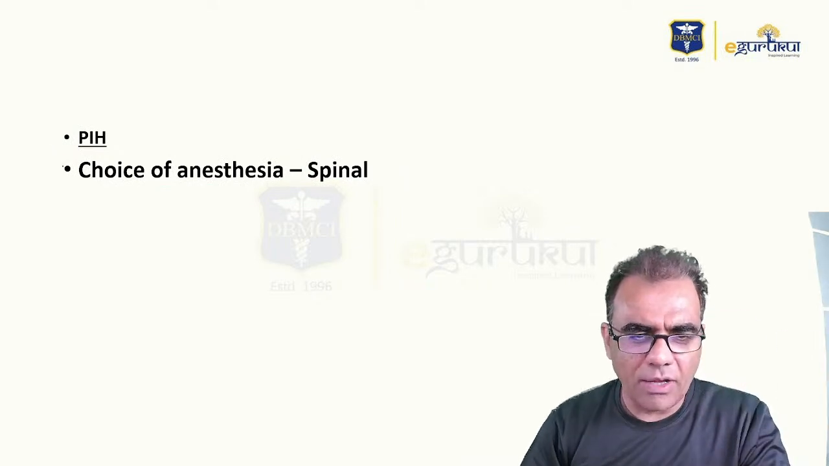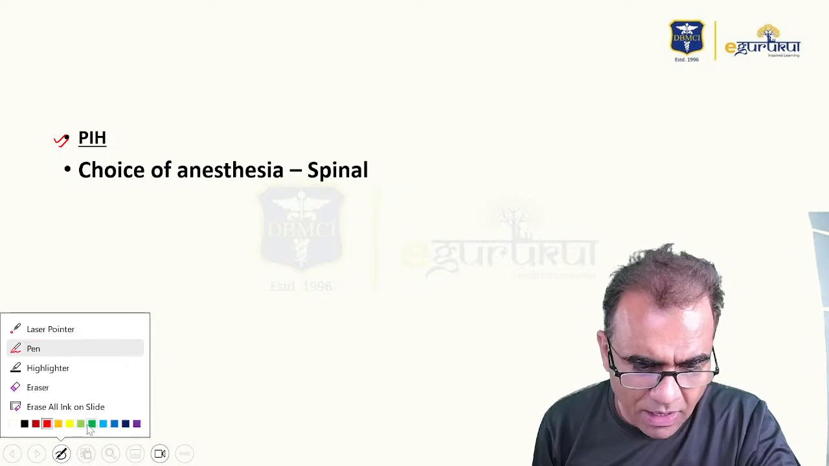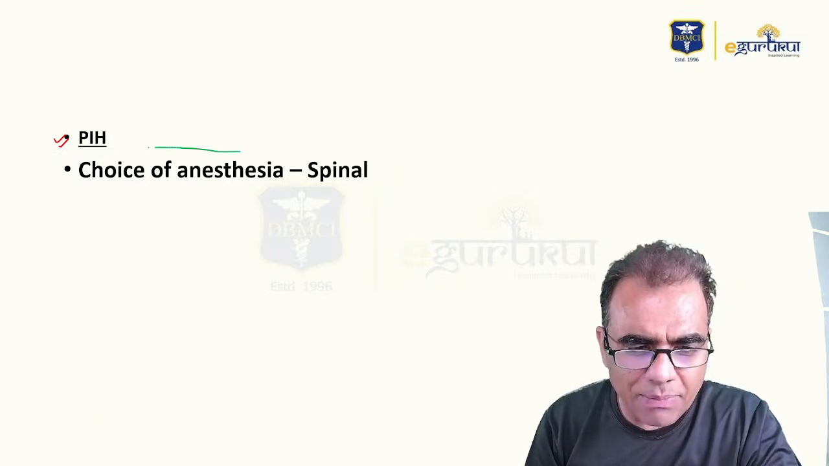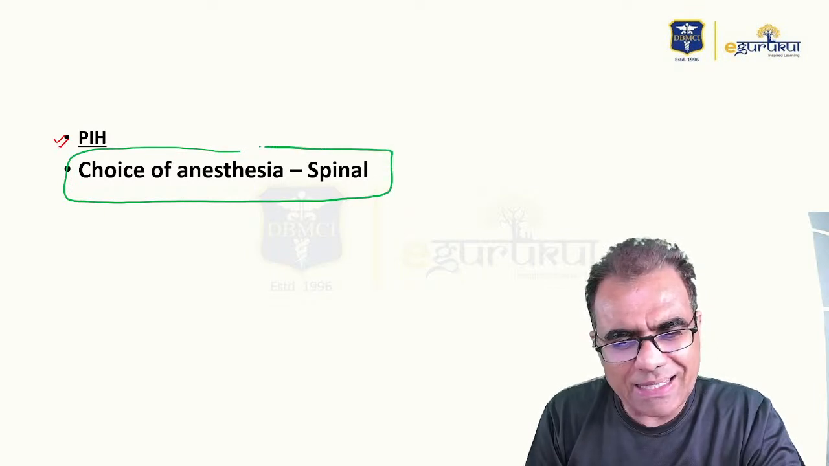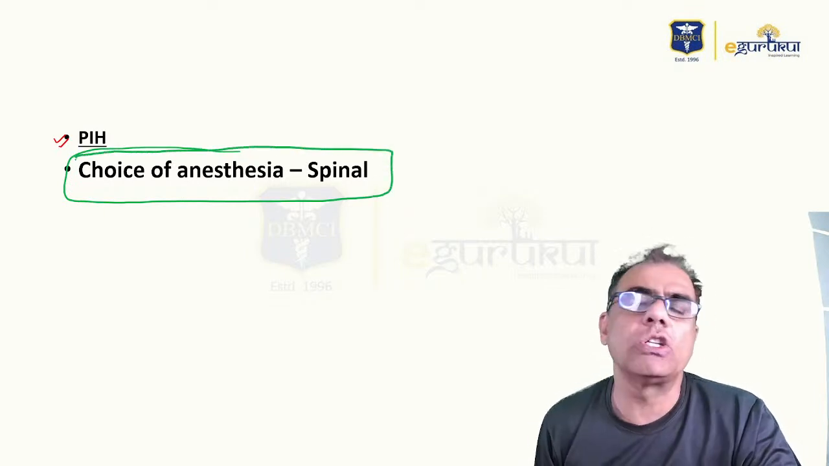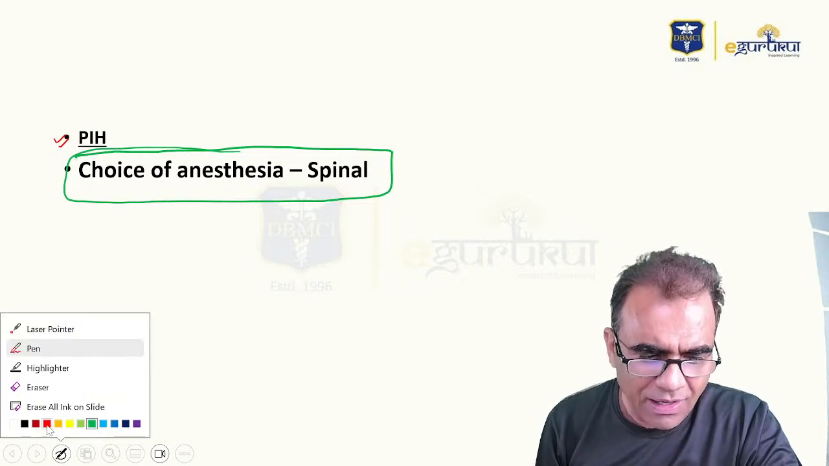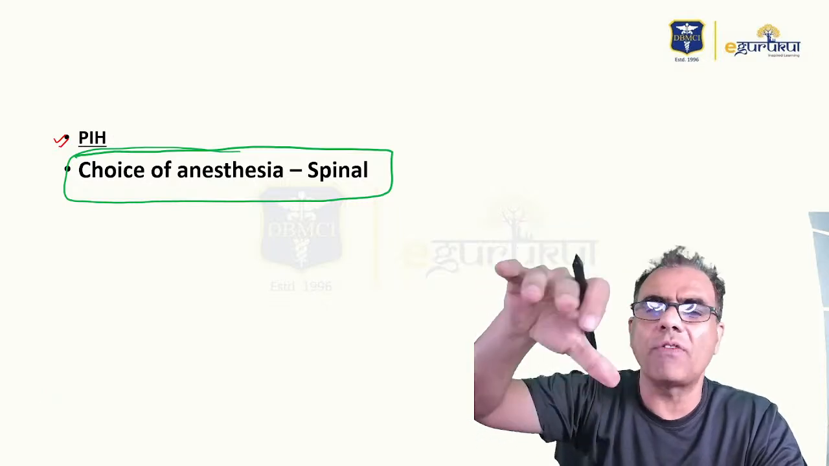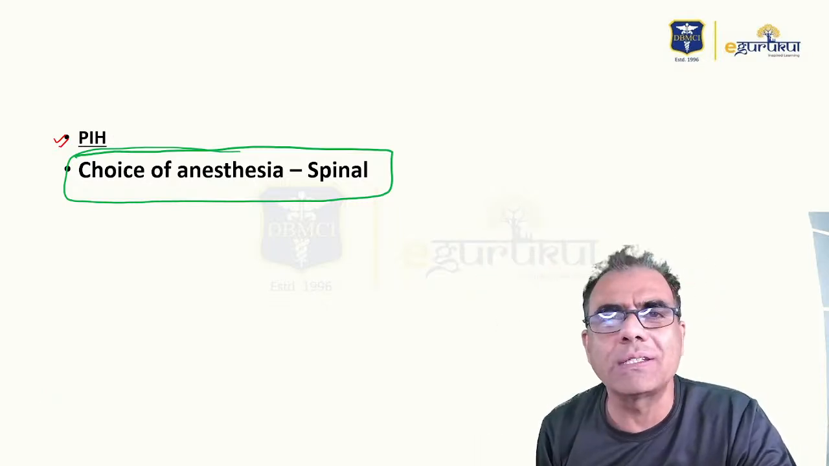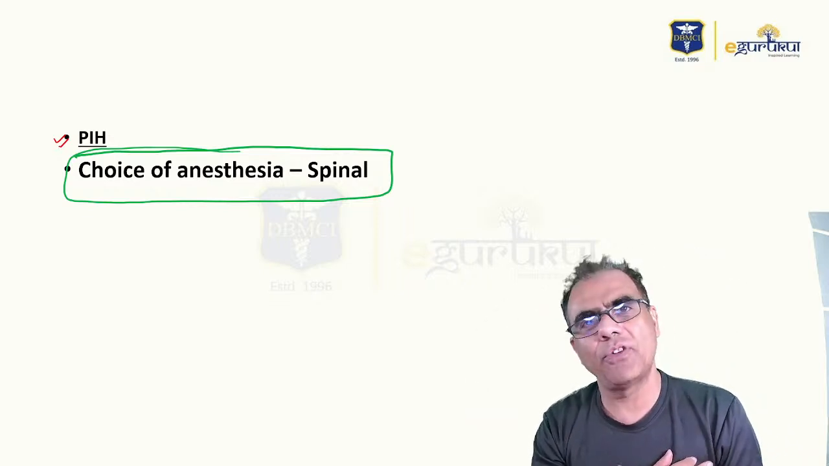Now, another important thing for PIH patients: previously we were not giving spinal, but now spinal can be safely given. Not only so, you can say it is the anesthesia of choice for PIH patients. Why previously were we not giving spinal? Because PIH was uncontrolled hypertension, so she could develop more hypotension after spinal. But this is well manageable, so we can safely use spinal for PIH patients.